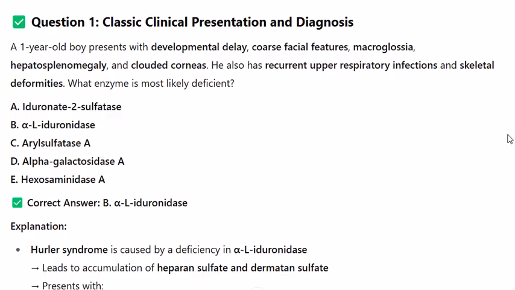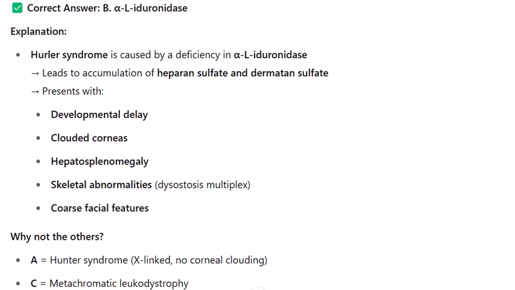B. Alpha-L-iduronidase. Explanation. Hurler syndrome is caused by a deficiency in alpha-L-iduronidase, leads to accumulation of heparan sulfate and dermatan sulfate, presents with developmental delay, clouded corneas, hepatosplenomegaly, skeletal abnormalities, dysostosis multiplex, coarse facial features.